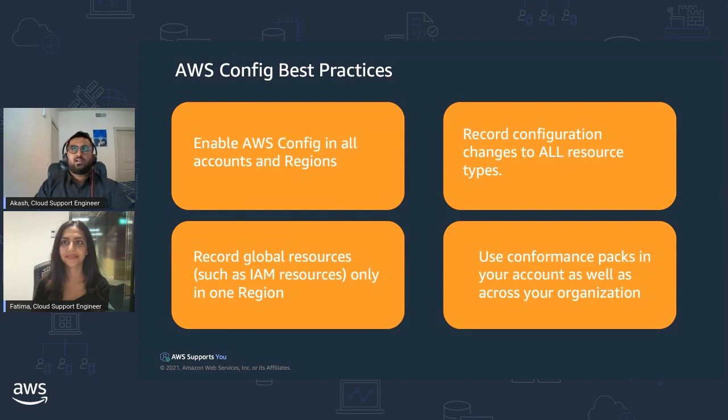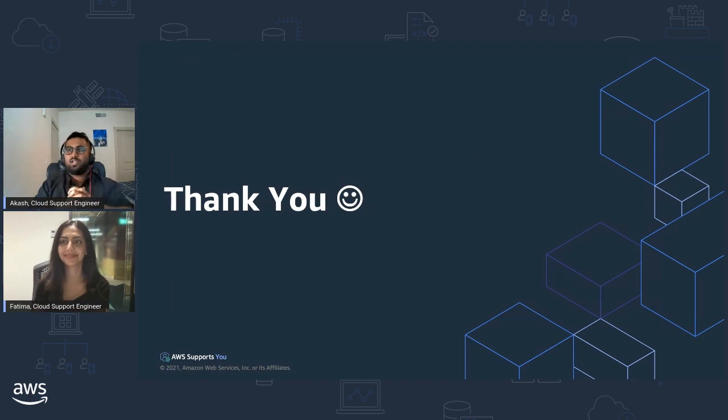And that brings us towards the end of the demo and the live learning. To give a quick recap, we learned how to monitor and remediate non-compliant resources with AWS Config in your AWS environment. Do we have any other questions, Rob, for us today?